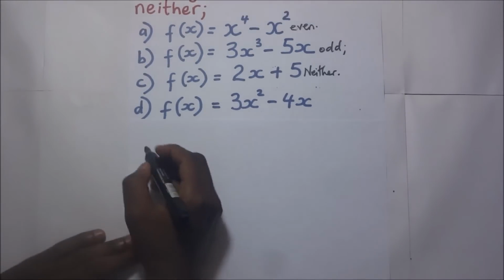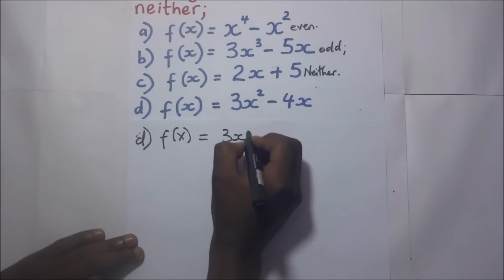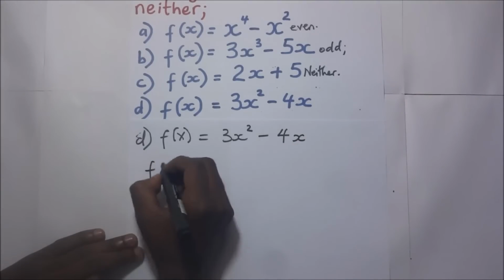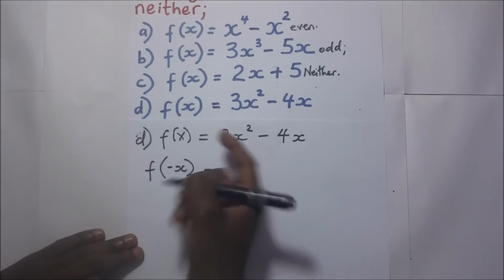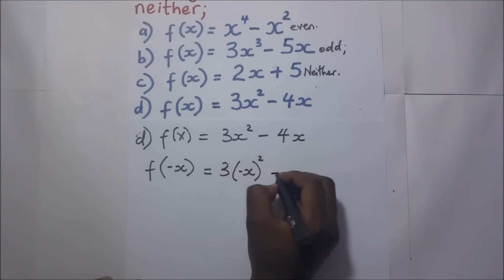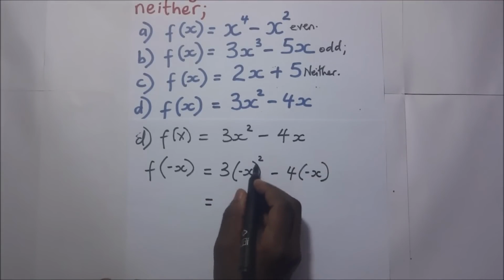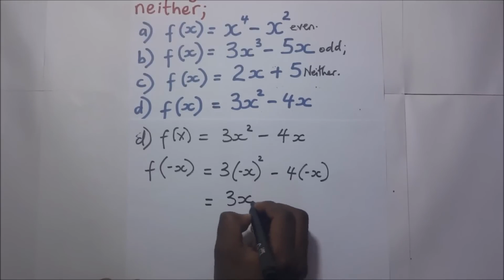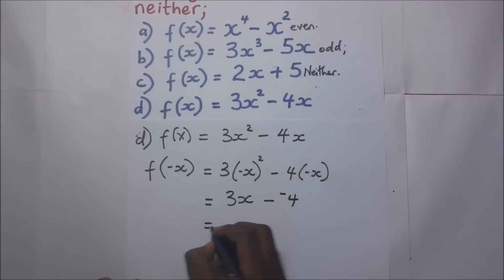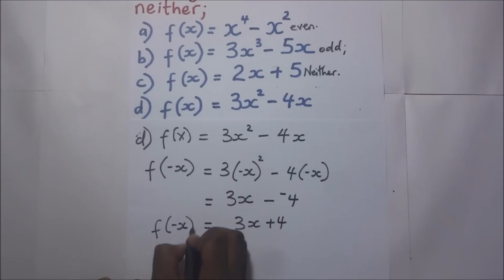Now we have function part D. The function D is f of x equal to 3x squared minus 4x. Let's plug in the negative. f of negative x, what do we get? Does it return the same function? That's going to become 3 into negative x squared minus 4 into negative x. Negative x squared is still going to give us 3x squared, minus negative 4x, which is plus 4x. That is f of negative x giving us 3x squared plus 4x.